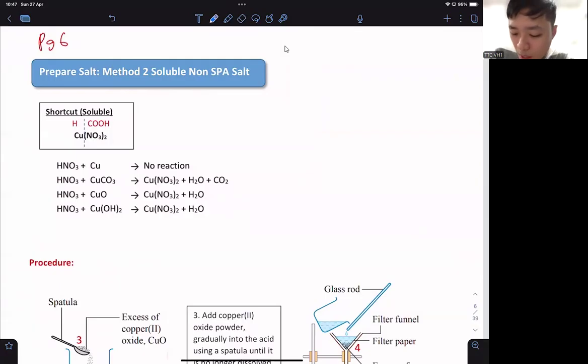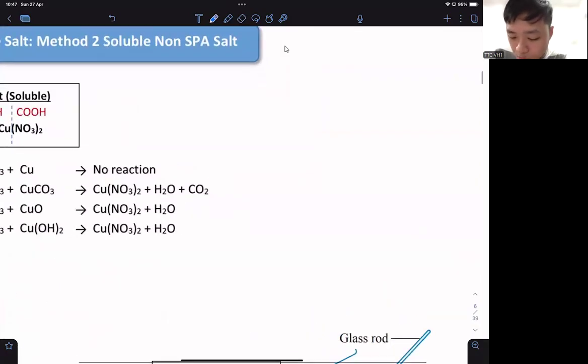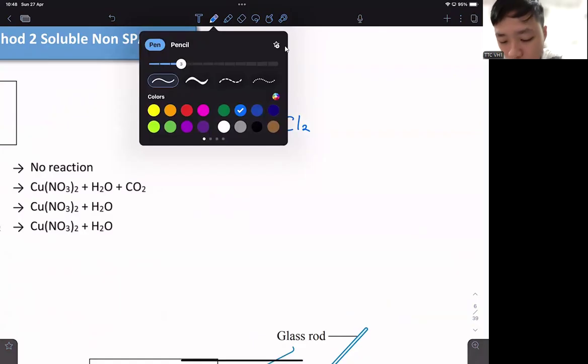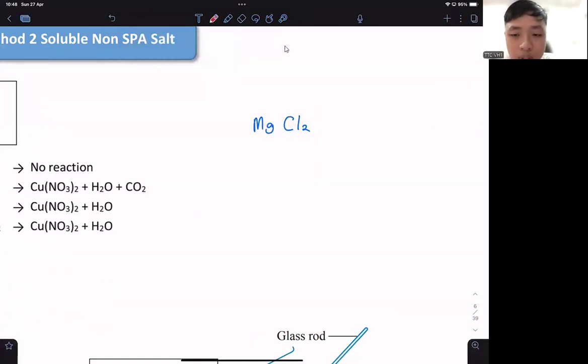So how do I do this? Example, let's say the soluble salt MgCl2. How do I prepare MgCl2? Very simple. First of all, in the exam they won't tell you whether this salt is soluble or insoluble. They give you the chemical, but they will not tell you. So what I do is I ask myself whether this salt is soluble or insoluble.